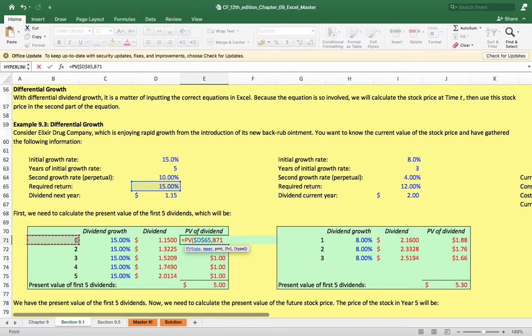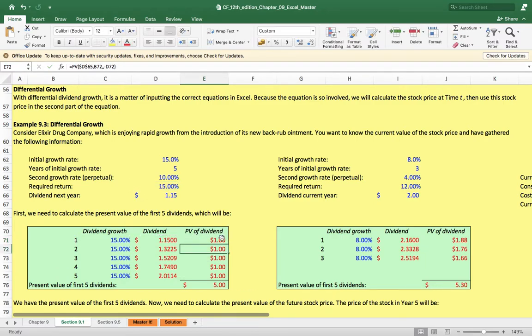year number 1, comma, PMT, no PMT, single payment, so comma, future value with minus, we will start with the future value of dividend 1.1500, bracket close, enter. Once you do it, drag down, Control D, you will get all the dividends and the present value of the first 5 dividends, you got it, $5.